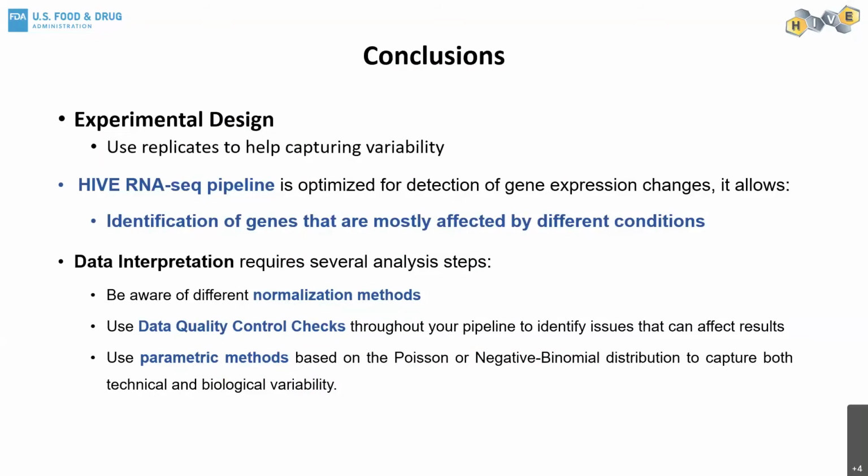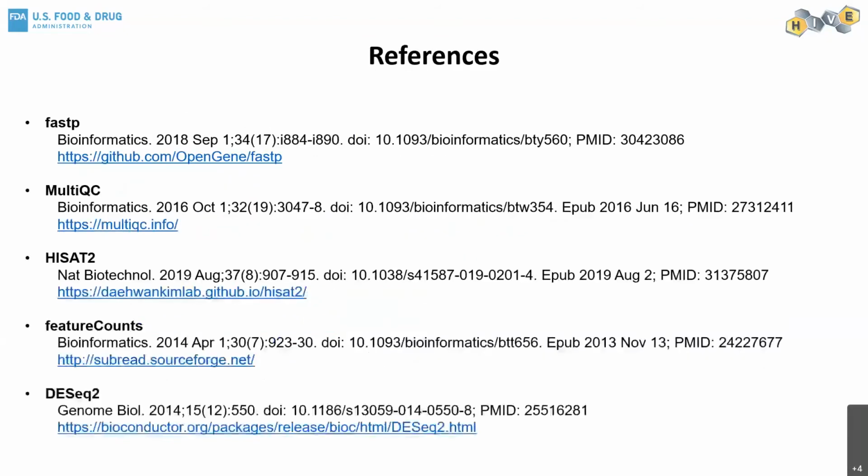Be aware that there are data quality control checks that we can use through the pipeline. We can identify issues sooner rather than later that can affect results, and use parametric methods based on the Poisson or negative binomial distribution to try to capture both the technical and the biological variability in the sample, so we can reproduce those results, or someone else can reproduce those results on a different, similar experiment. It doesn't have to be identical. These are just the references of the tools that we have used: fastp, MultiQC, HISAT2, featureCounts, and DESeq2.